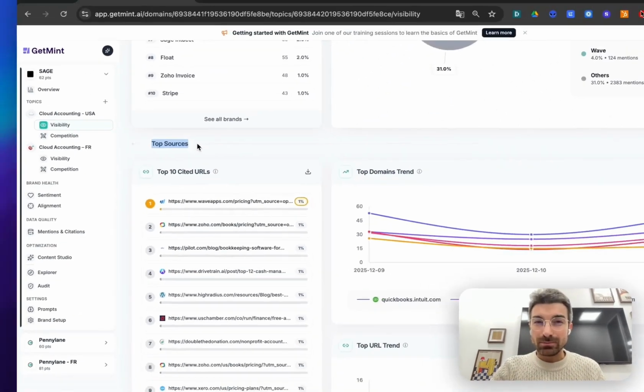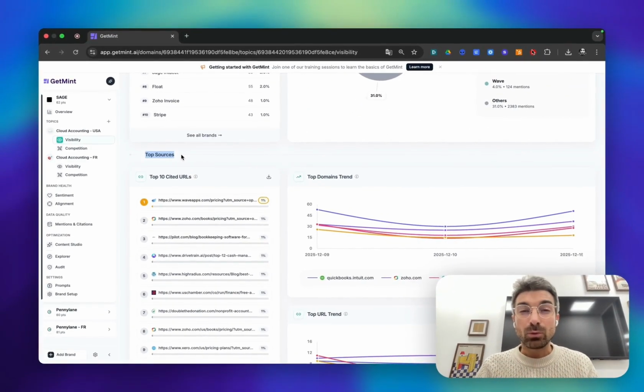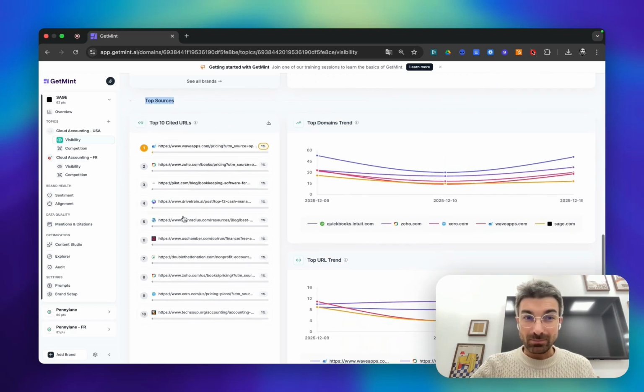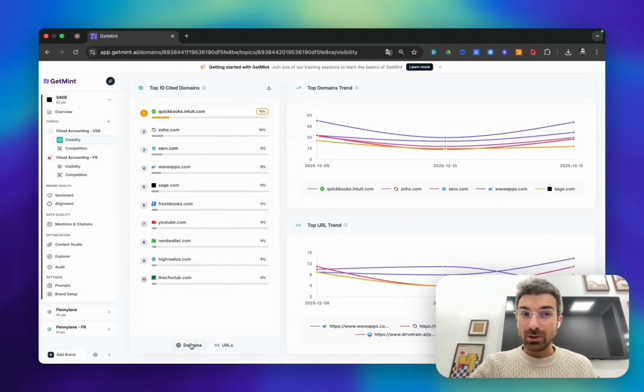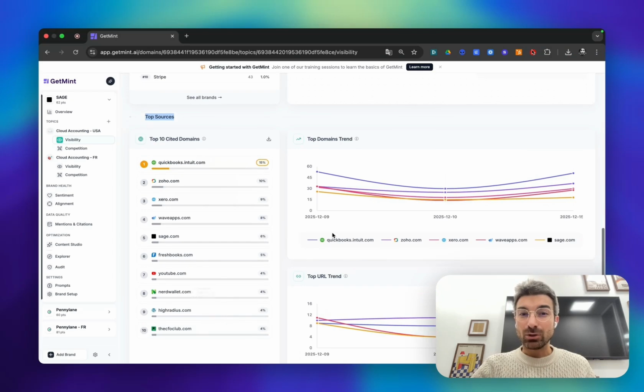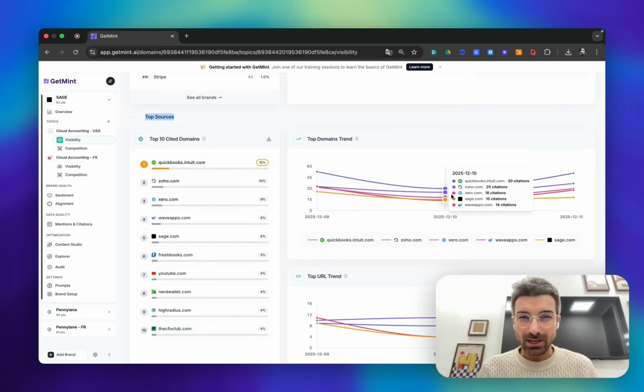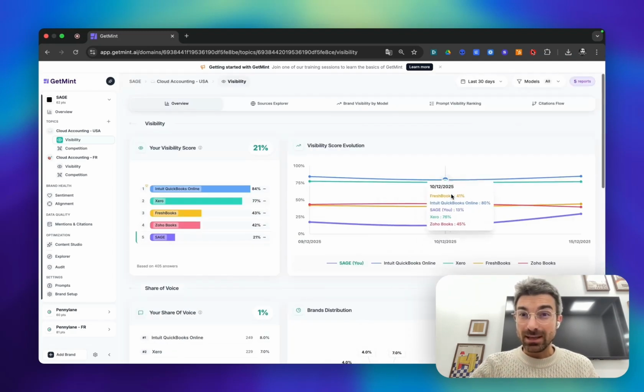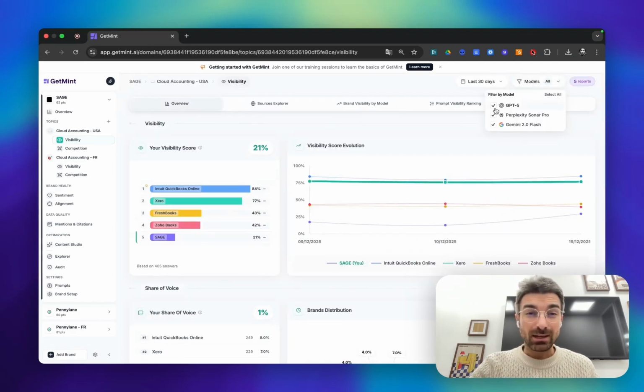Finally, the top sources. You should know that LLMs will consult sources on the internet before formulating their response. The idea behind this is to understand which sources are most frequently consulted by LLMs. These can be URLs or a ranking by domain name, and you can actually track how often these sources are consulted by different LLMs over time. And I encourage you to select different LLMs since the results of the analyses vary depending on the models.